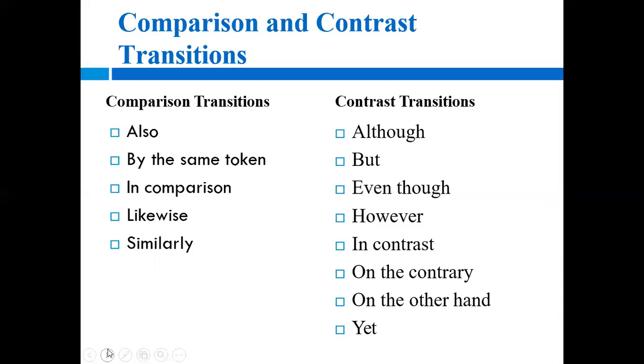What are the comparison words? There are some words, the similarity transition words, as you can see on the left hand side, or transition words for explaining what two things have in common. There are a few examples like in the same way, likewise, similarly, by the same token. So these are the transition words that we use to talk about the similarities.